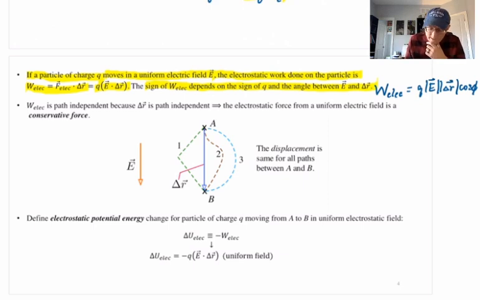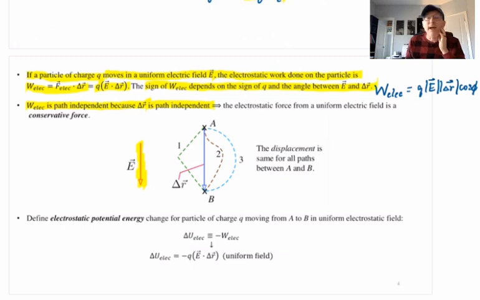All right, here comes the next idea. The electric work done is path independent because the displacement delta R is path independent. That I can show you with this picture right here. There's the point A and the point B. There's the delta R connecting A and B, a straight line connecting A and B. There's the uniform electrostatic field E pointing down.